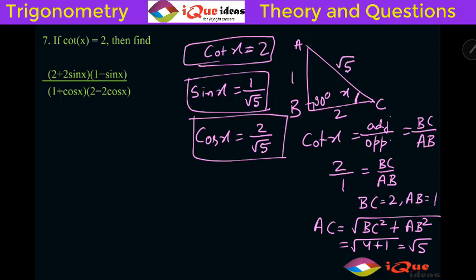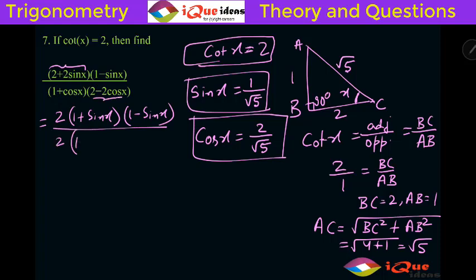Alright, now simply put these values here. So this gives us, from the first one, it is 2 plus 2 sin x. So first let me do one thing, 2 common. So it is 1 plus sin x into 1 minus sin x. Very good. Now we have 1 plus cos x. So it is 1 plus cos x. And from here we have 2 common.